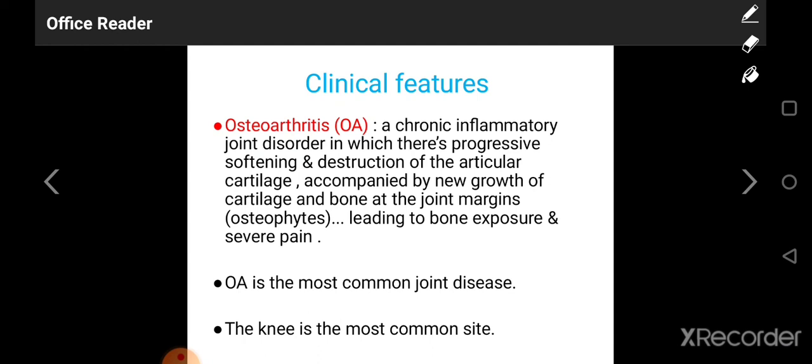Now the clinical anatomy. First is the osteoarthritis. It is a chronic inflammation which is due to the progressive softening and destruction of the articular cartilage accompanied by new growth of cartilage and bone at the joint margins, that is osteophytes. It is leading to bone exposure and severe pain. Osteoarthritis is the most common joint disease. The knee joint is the most common site of osteoarthritis.